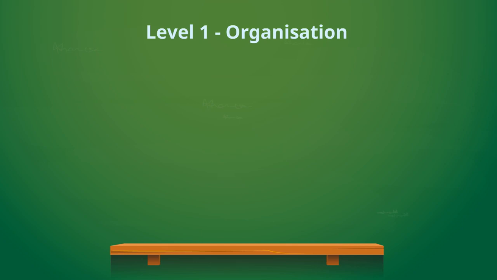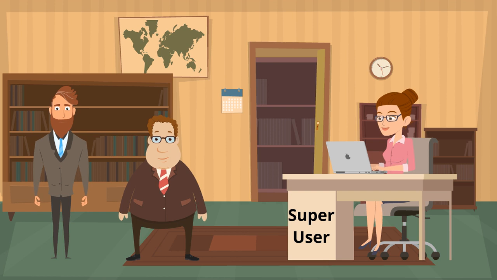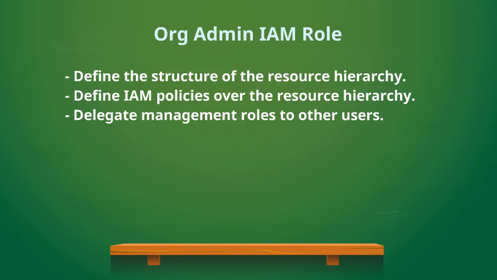at most one organization. And within an organization, you have a super admin, and that super admin would assign organization admin identity and access management roles to users who manage the organization. And by default, project creator and billing account creators are granted to users within that domain. So let's take a quick look at the organization admin IAM role. If you have this role, then you have the ability to define structures of the resource hierarchy, define IAM policies over resource hierarchy, and delegate management roles to other users.